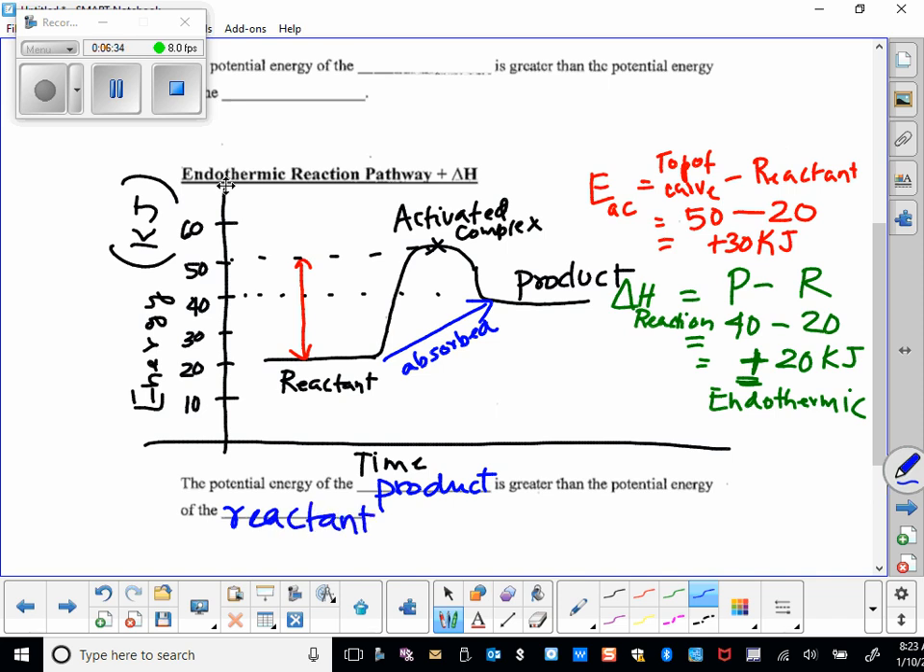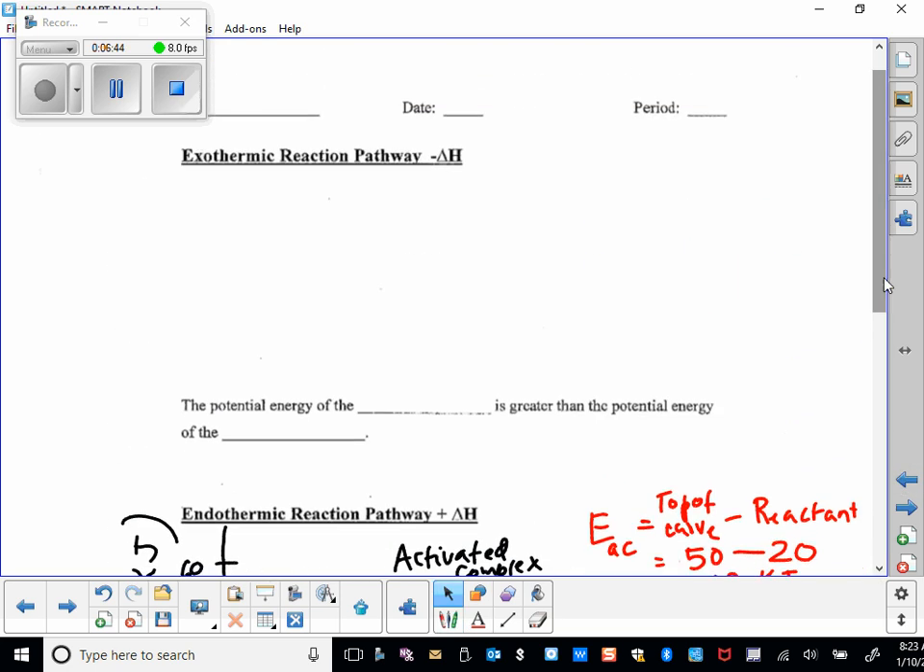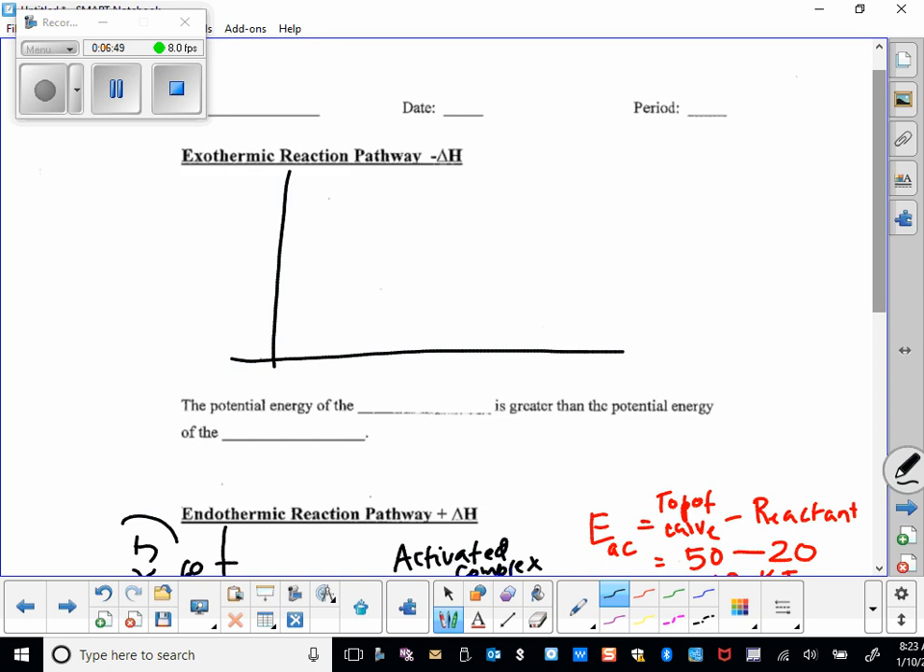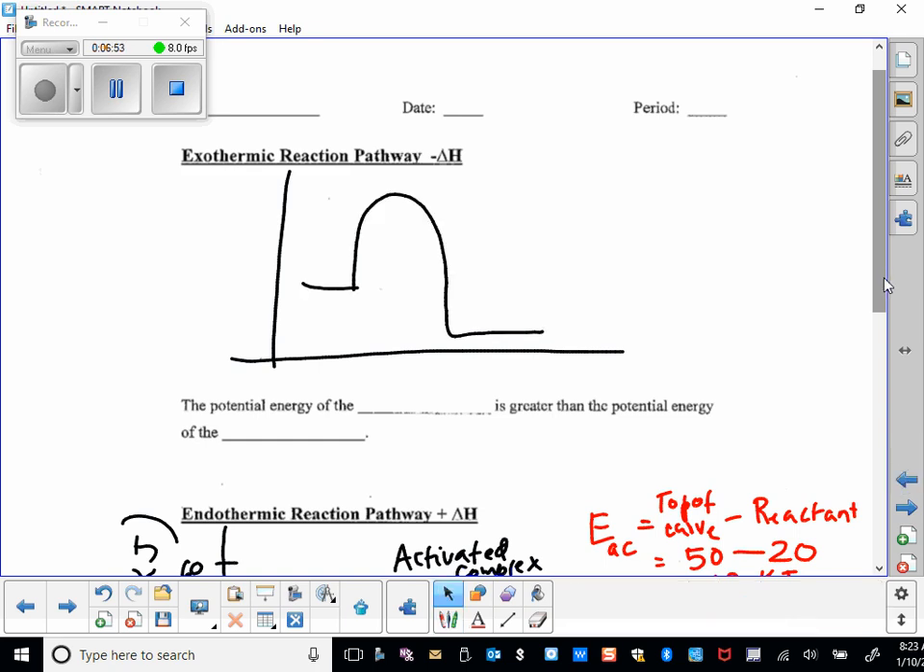Do you all see the difference between what a graph for an exo looks like versus a graph for an endo? Does everybody see the difference? So when you look at a graph, you should be able to say, the last class when we drew this, now I don't remember all the details, but here the energy is released. The product is lower in energy than the reactant. Are we good? Do we understand the difference?